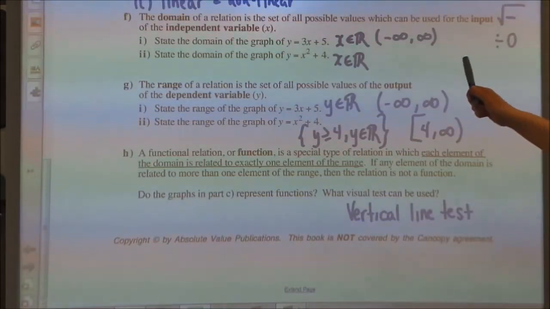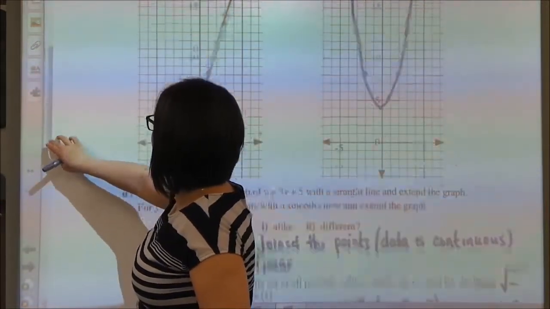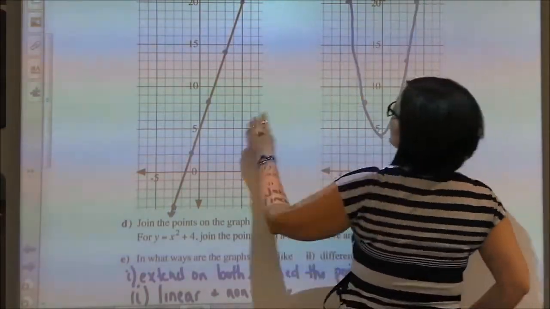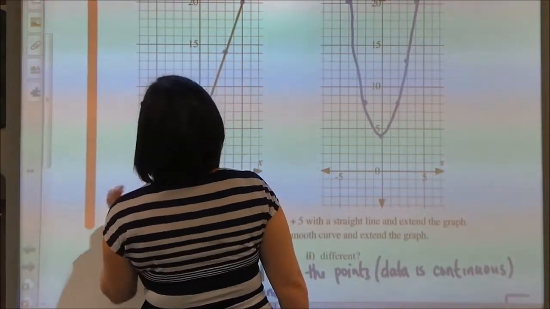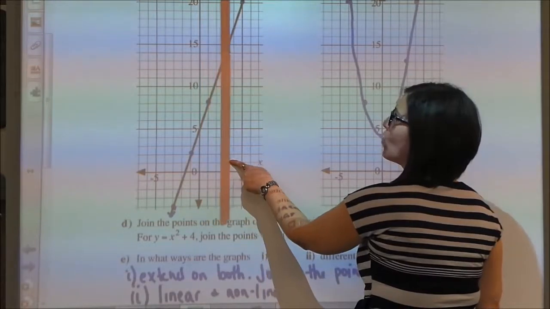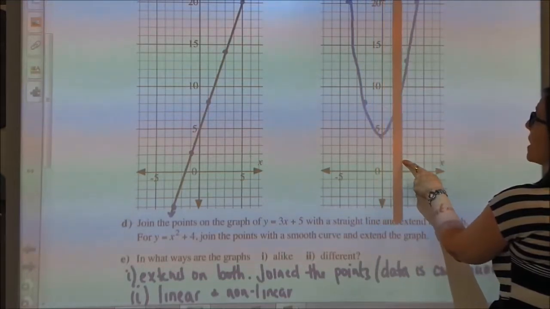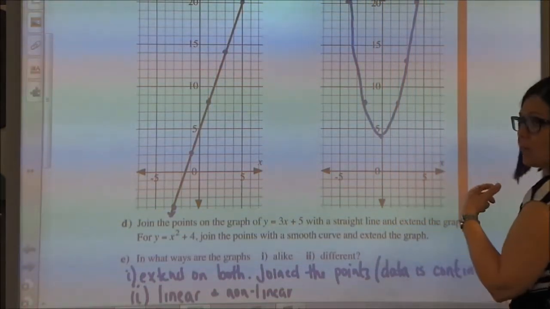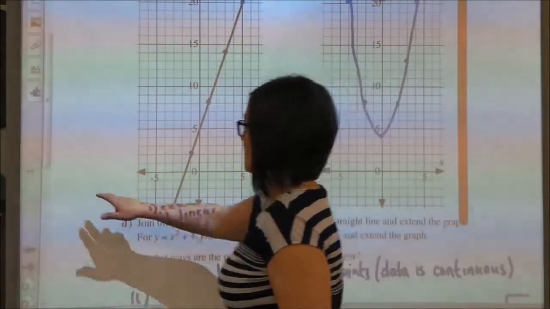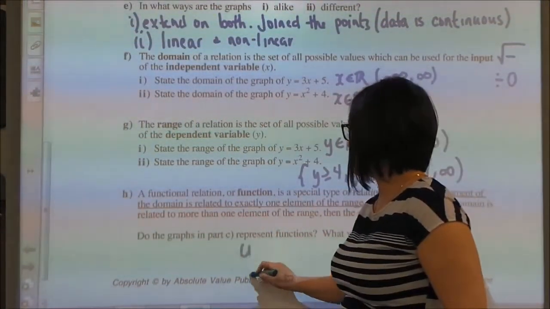So if I draw a vertical line, or if I imagine a vertical line going through the graphs, I'm checking to see that as that vertical line passes through. So I'll show you. If I draw a vertical line, as I pass it through the graph, it only touches the graph in one spot. That's the vertical line test. Each input gives me one unique output. So these are functions. So do the graphs in part C represent functions? Yes, they do.